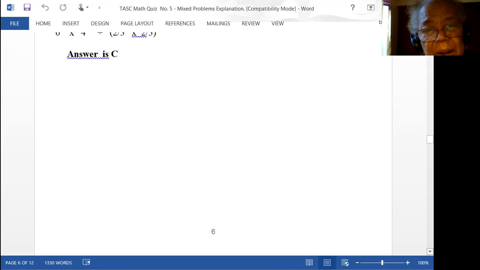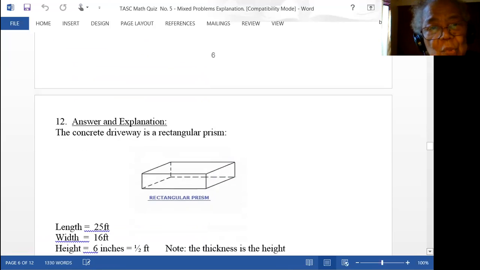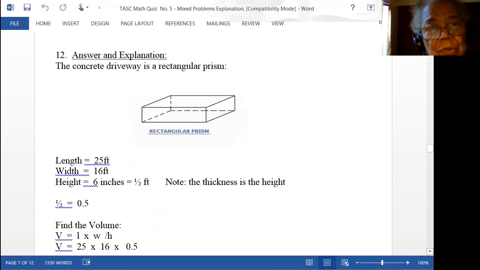Okay, let's go to the next problem. The next problem is number 12. You're given a concrete driveway. We want to set up how you find the volume. A concrete driveway is a rectangular prism, and we're showing one here where you have length, width, and height. In the case of the driveway, that height is our thickness. Now that's given as 6 inches, so we have to convert this to feet. 12 inches is 1 foot, so 6 inches is 1/2 of a foot. Or as a decimal, it's 0.5 or 5/10.